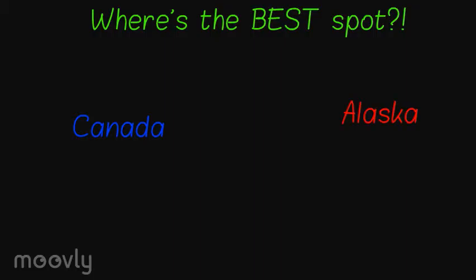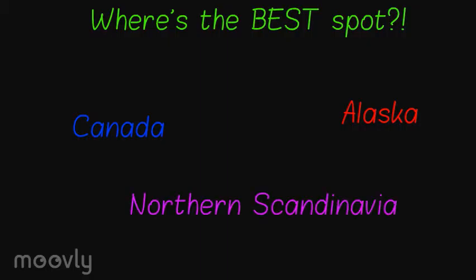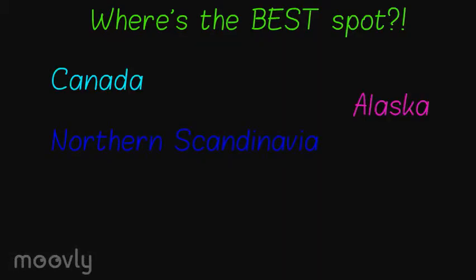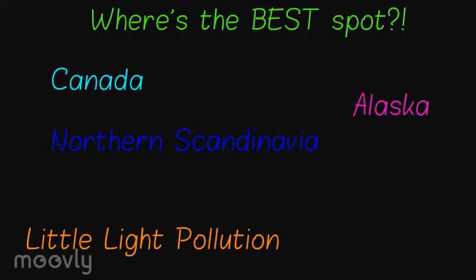However, they have been seen as far south as New Orleans. They are also most frequently visible in northern Scandinavia between 66 degrees north and 69 degrees north. This is an area just above the Arctic Circle called the Aurora Zone. Another factor to consider when trying to get the best view of these northern lights is the amount of light pollution in the area. A small town in the north is your best option.